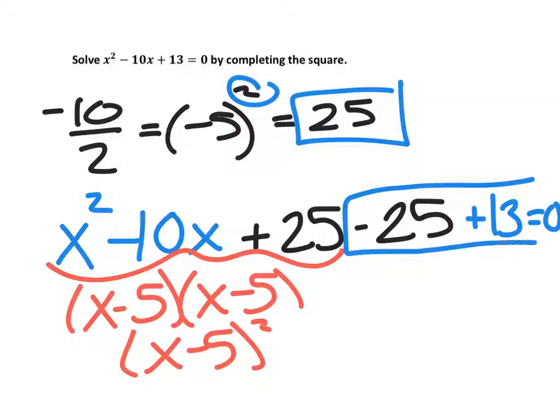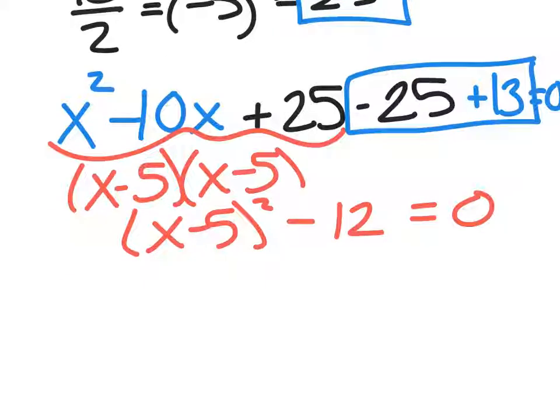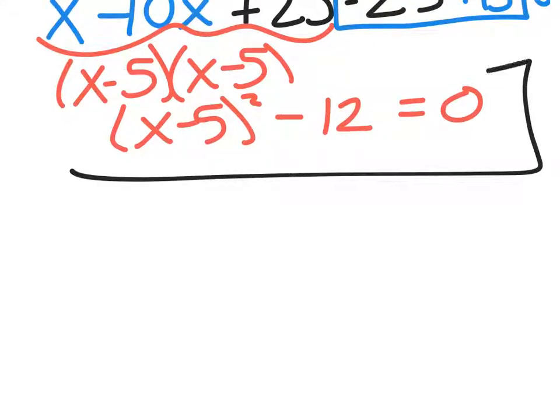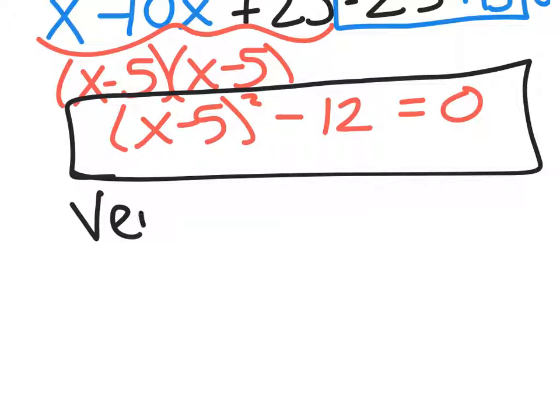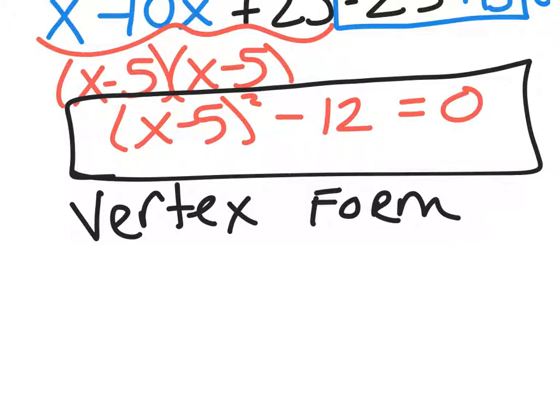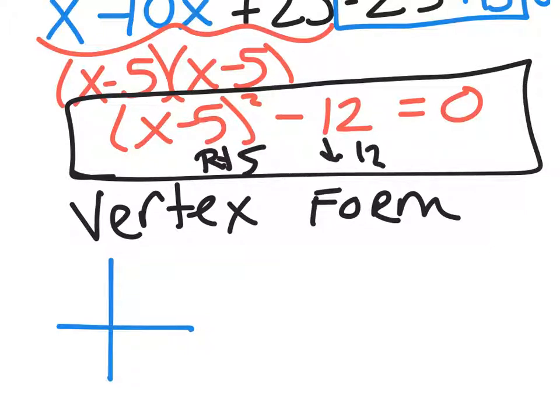And then I'll add these together. I have negative 25 plus 13 gets me a negative 12 equals 0. Okay, so right now I want to be very clear. I want you to box that in, and I want you to make a note that this is called vertex form. This is the vertex form of a parabola because we can see exactly where the vertex is. Let's make a quick sketch. This is saying shift your parabola right 5 and down 12. So if I go right 5 and down 12, it's down here. It's a positive x squared, so I know this parabola opens up like this.